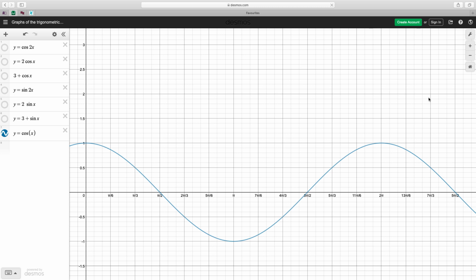Cos of x, the cos of 2x, 2 cos x, and 3 plus cos x. So 1, 2, 3, just 4 in one graph. If you can, use a multicolor pen, I recommend drawing one green, blue, red, just so you know which is which. Maybe 4 more minutes to finish that up before we move back.